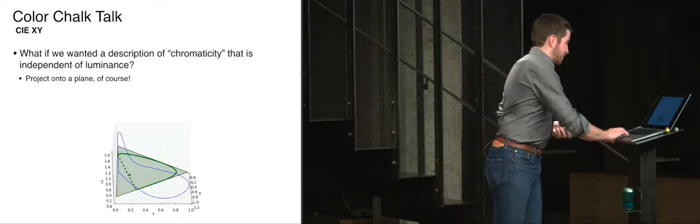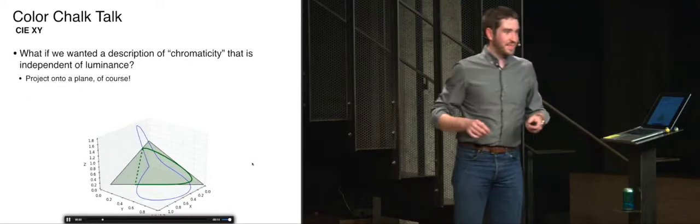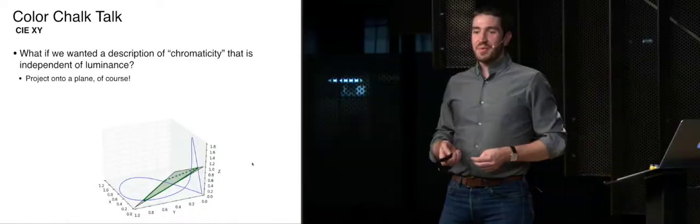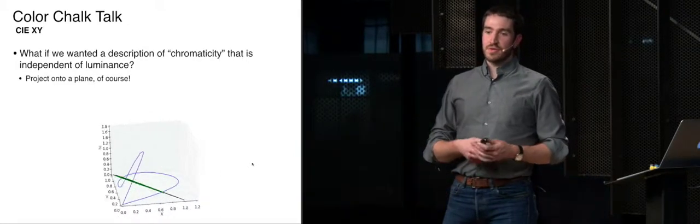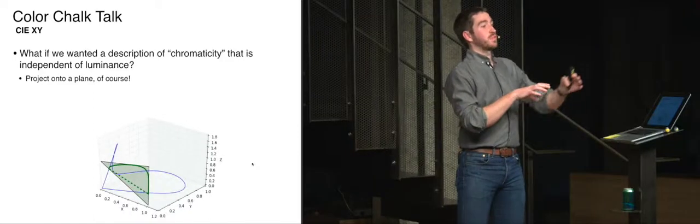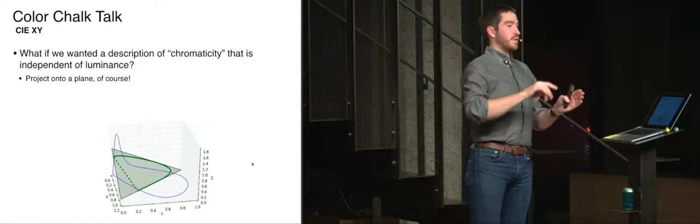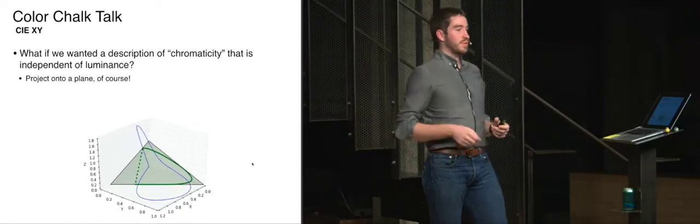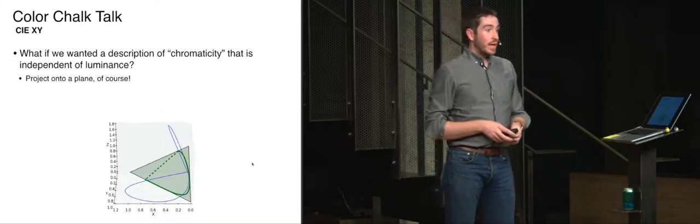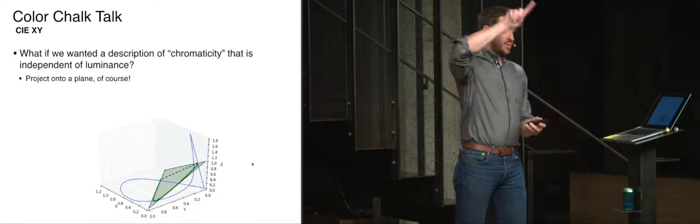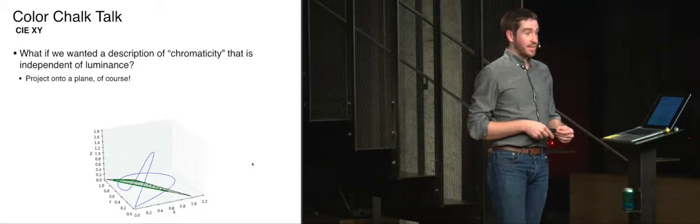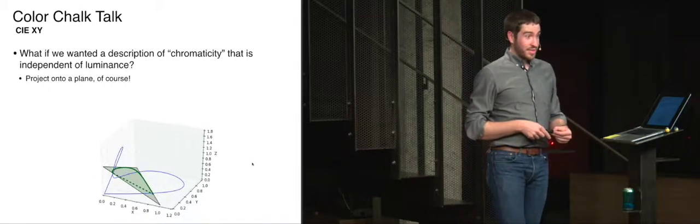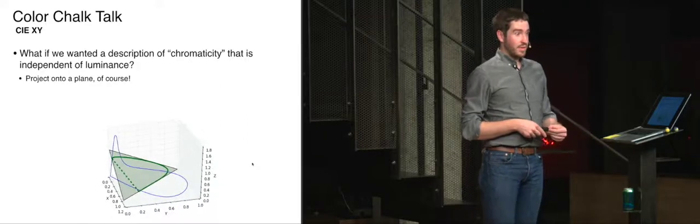Oh, no. This one spins too. So you don't have to stop looking at it. What I can do is say, what if instead of talking about X, Y, and Z, which has brightness in it and color in it and everything, I wanted to form, as we talked about, these orthogonal axes? I can take that crazy, twirly 3D shape of every possible monochromatic light in XYZ, and I can project it onto a plane of equal value.